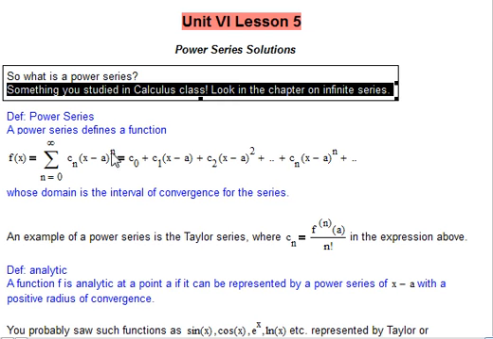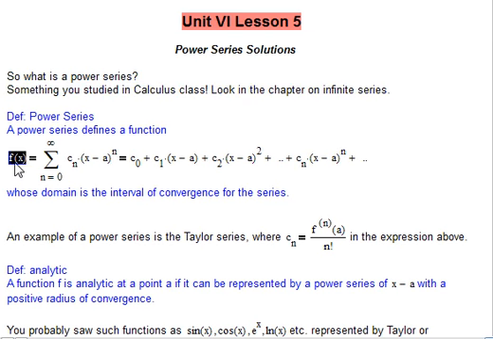So a power series is a function f of x that's the sum, n going from 0 to infinity, of c sub n times (x minus a) to the n power. So in other words, when n is 0, it's c0 times (x minus a) to the 0, so just c0. c1 times (x minus a) to the first, c2 times (x minus a) squared, and so on. And the domain is the interval of convergence for this power series.